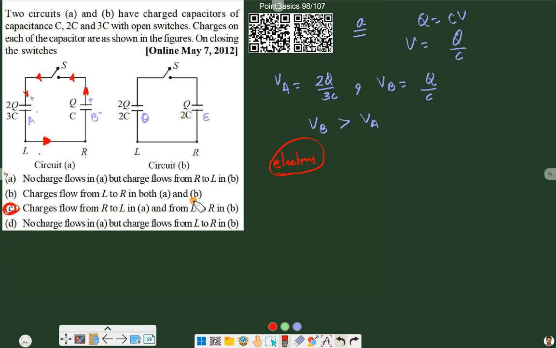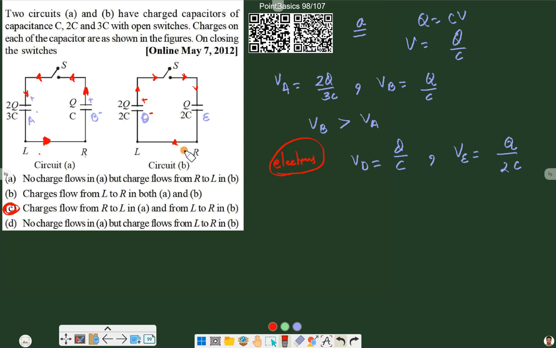Now also using the same criteria in circuit B, the potential at capacitor D will be 2Q by 2C, so that is Q by C, and the potential at capacitor E is equal to Q by 2C. So we can easily see that the potential at capacitor D is on the higher side. So if it is on the higher side, and considering the default that the top plate is positively charged and the bottom plate is negatively charged, our current should flow something like this, because this is at higher potential.